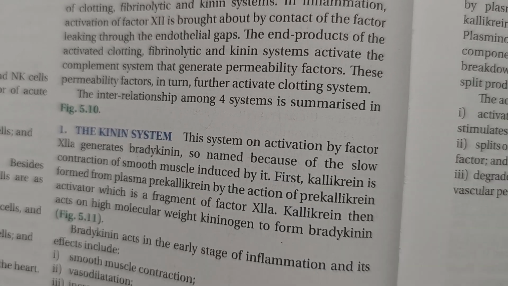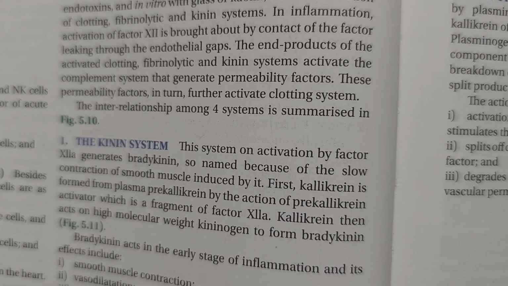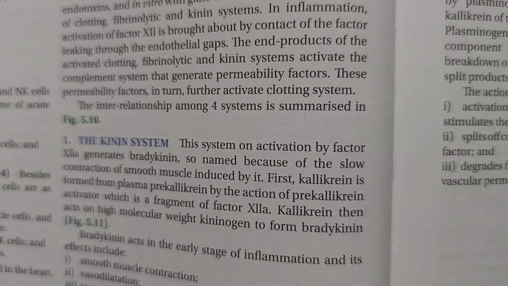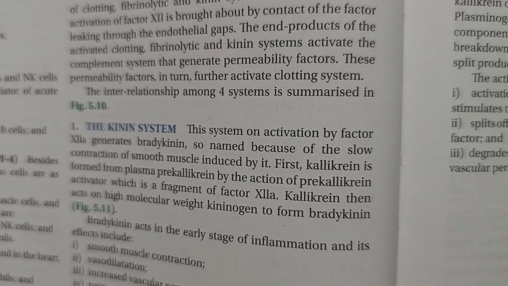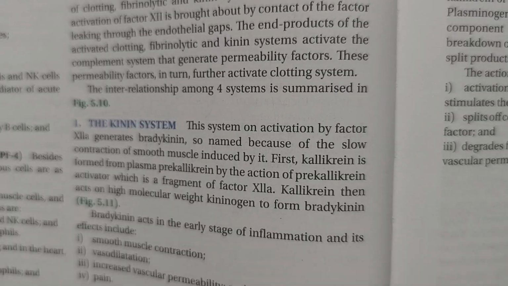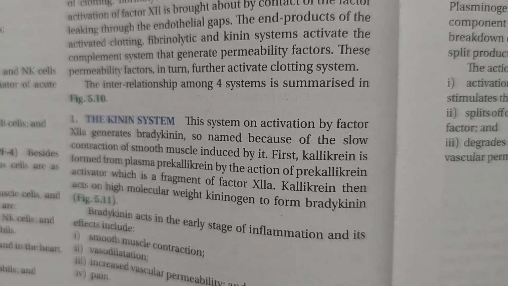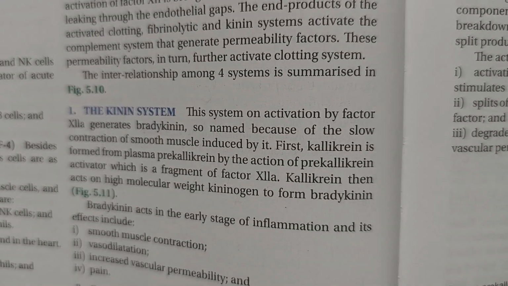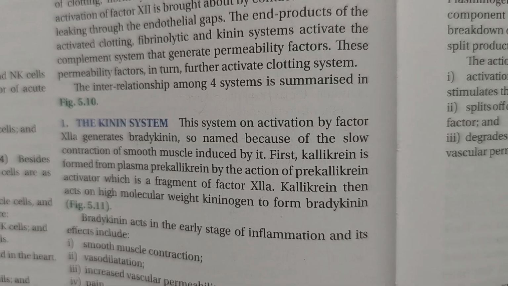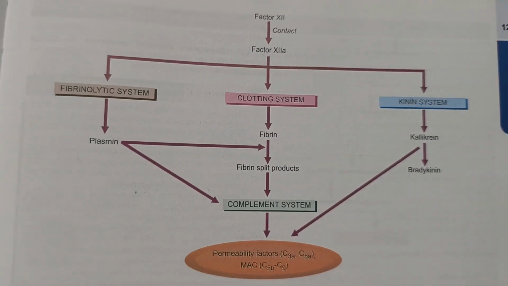In inflammation, activation of factor 12 is brought about by contact of the factor leaking through the endothelial gaps. The end products of activated clotting factor and kinin system activate the complement system that generates the permeability factor. This permeability factor in turn further activates the clotting system. The interrelationship among the four systems is summarized in this figure.